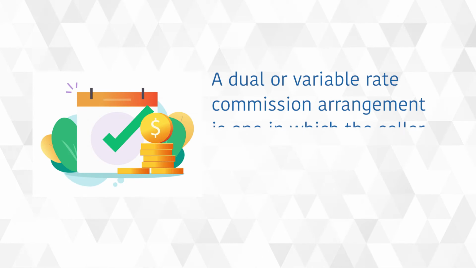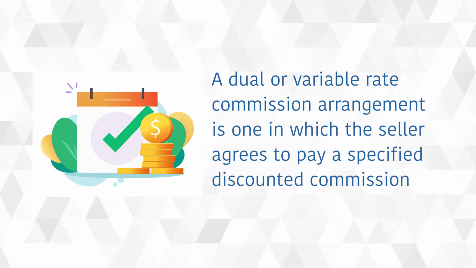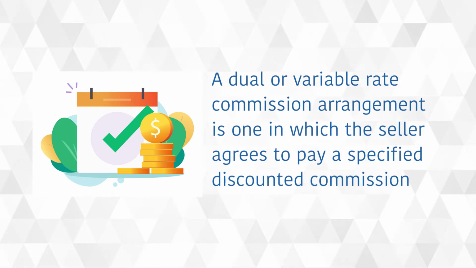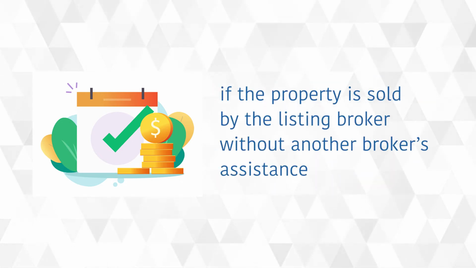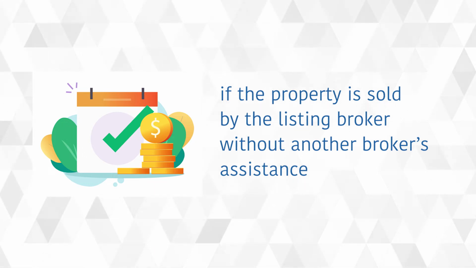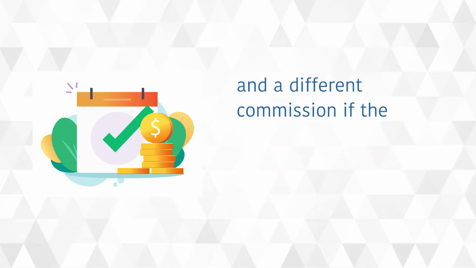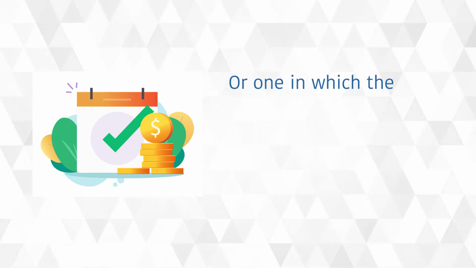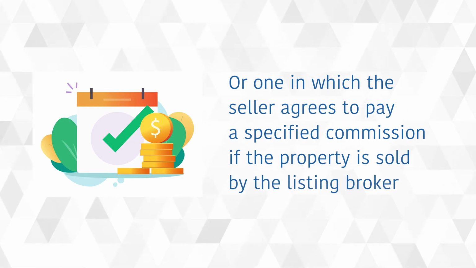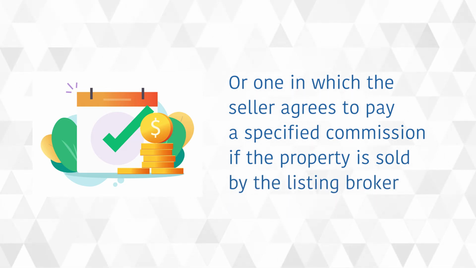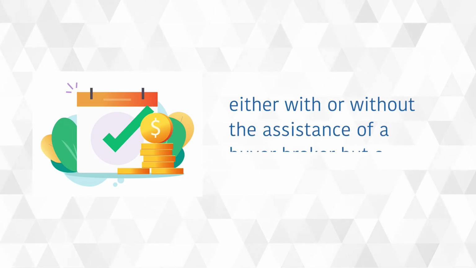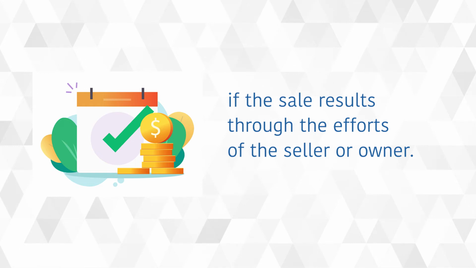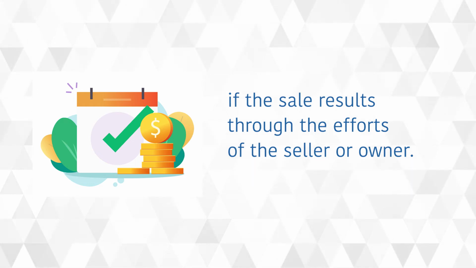In other words, a dual or variable rate commission arrangement is one in which the seller agrees to pay a specified discounted commission if the property is sold by the listing broker without another broker's assistance, and a different commission if the sale results through the efforts of a buyer broker, or one in which the seller agrees to pay a specified commission if the property is sold by the listing broker either with or without the assistance of a buyer broker, but a different commission if the sale results through the efforts of the seller or owner.